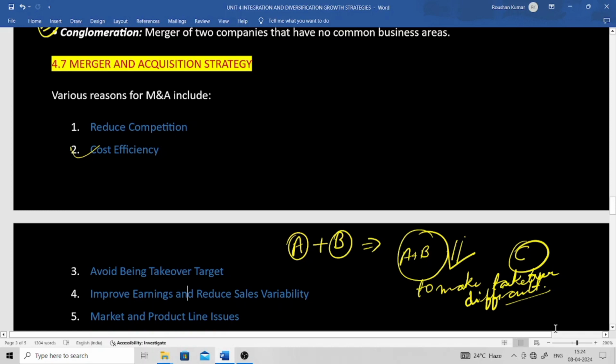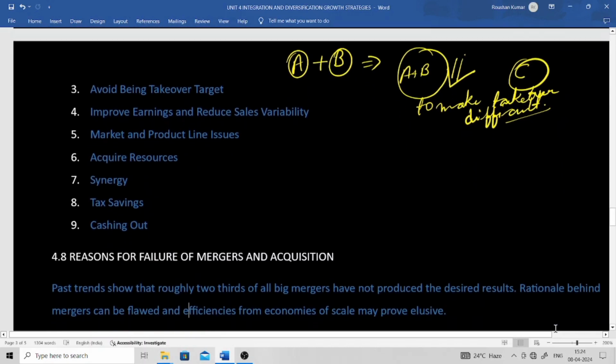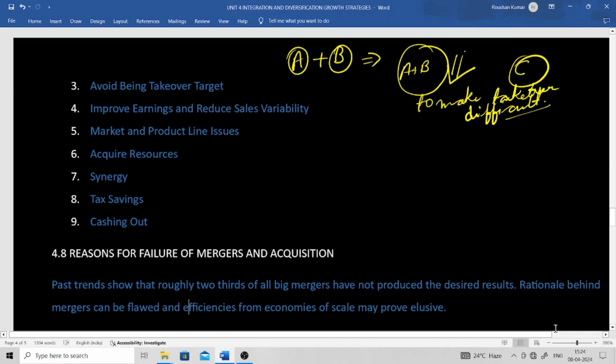Then you have improve earnings and reduce sales variability. If a firm has earnings or sales instability, merging with another company may reduce or eliminate this, provided the latter company is more stable. When we merge a more stable and a less stable firm, the resulting firm may be more stable. So that's the fourth one, improve earnings and reduce sales variability.